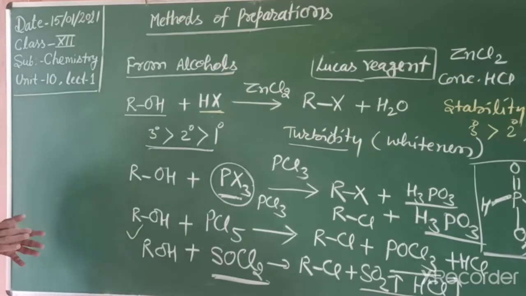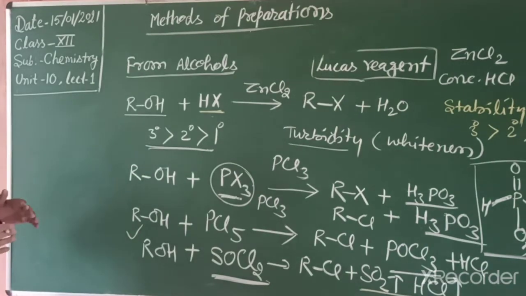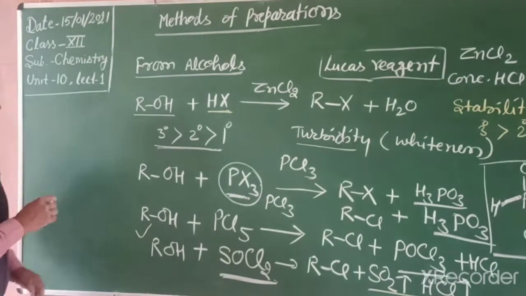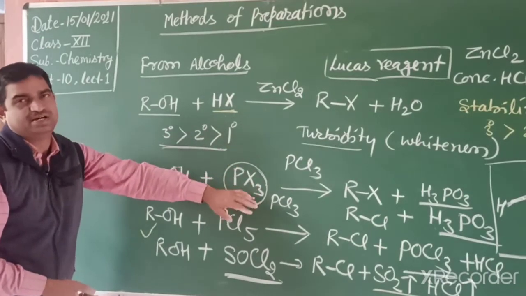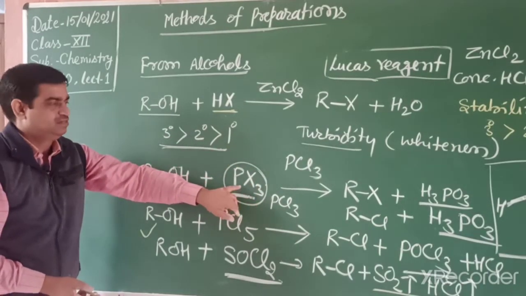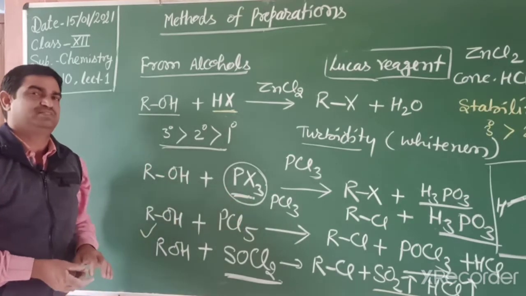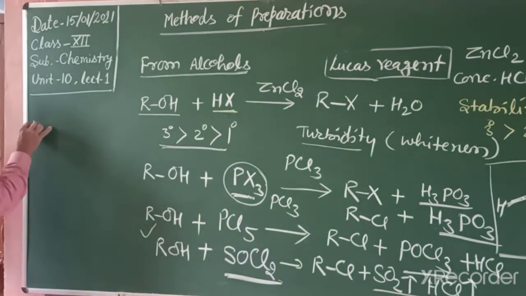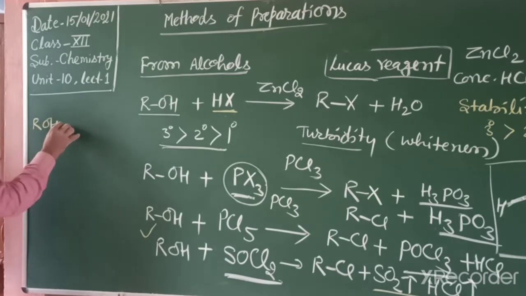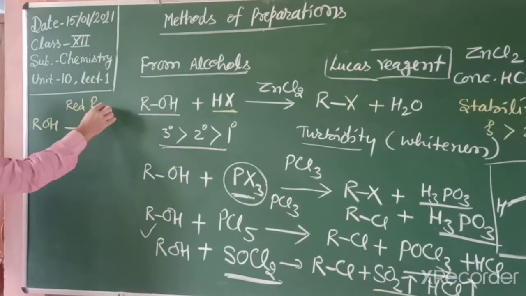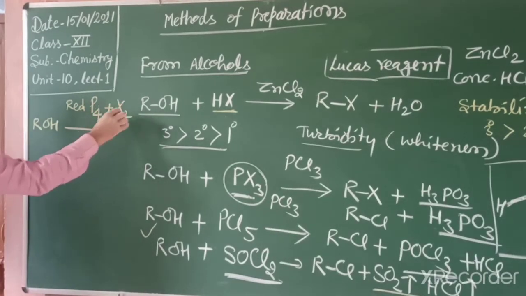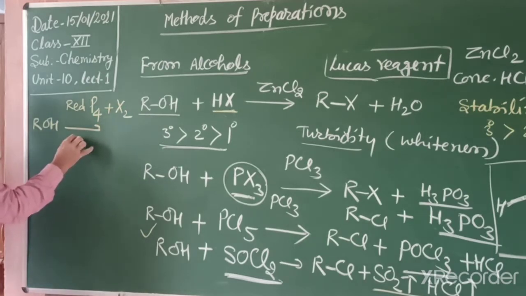For preparation of bromide and iodide, we use red phosphorus and halogen, because phosphorus bromide and iodides, PBr3 and PI3, are less stable. So we use ROH alcohol when it reacts with red phosphorus and halogen. Halogen means bromine and iodine.